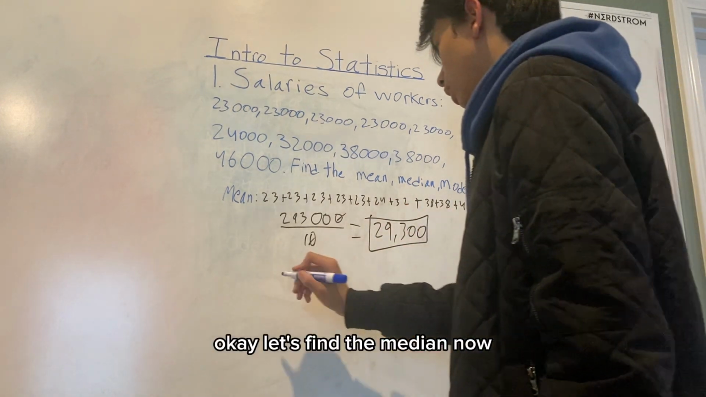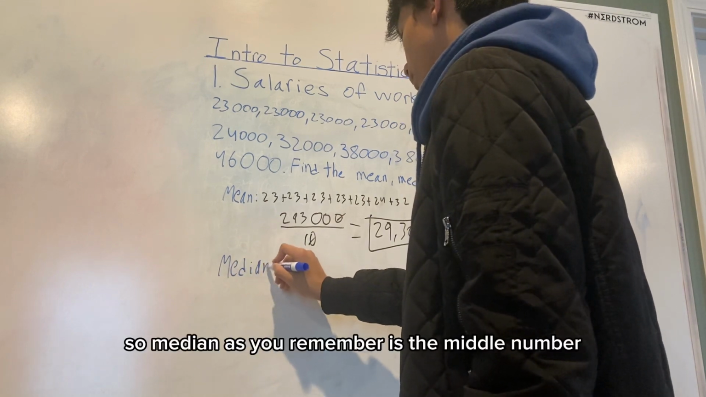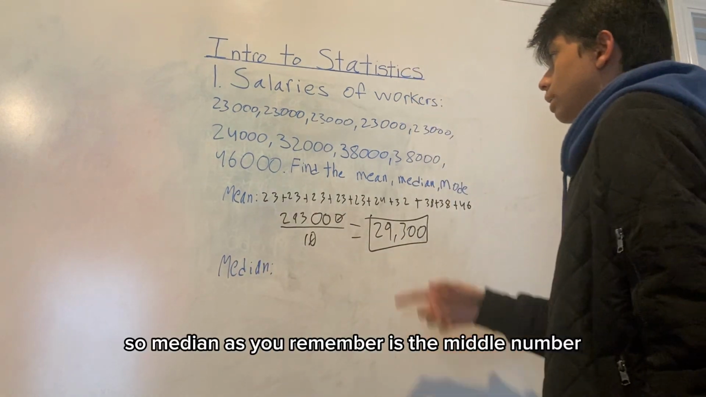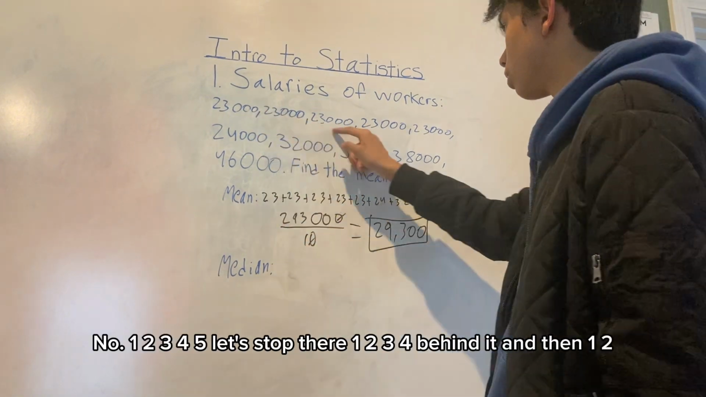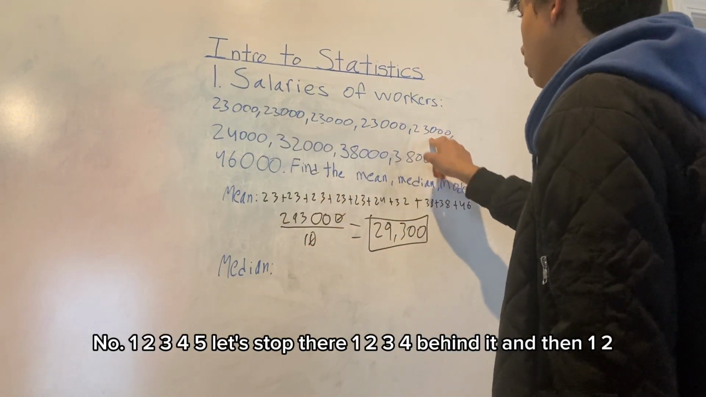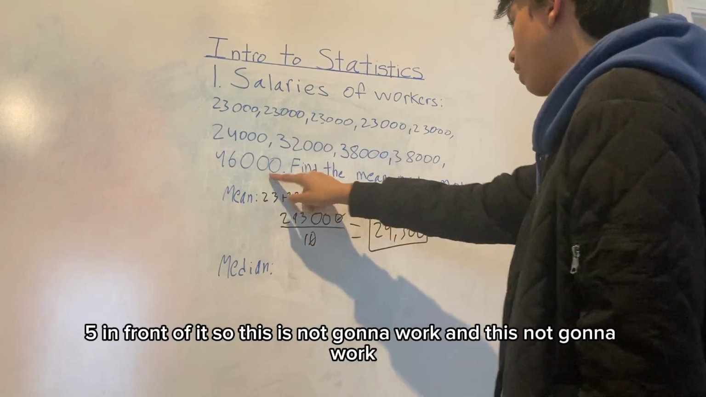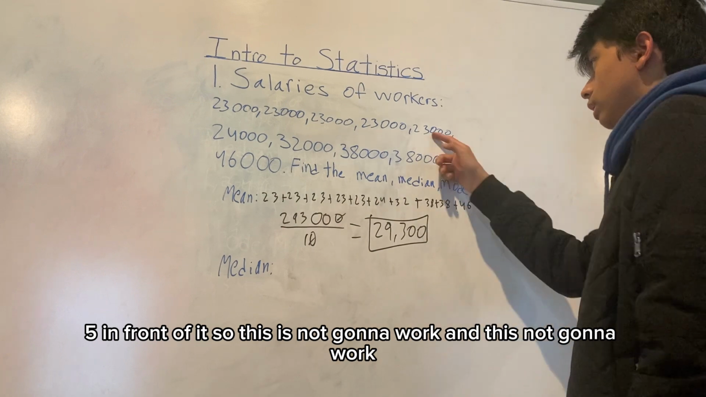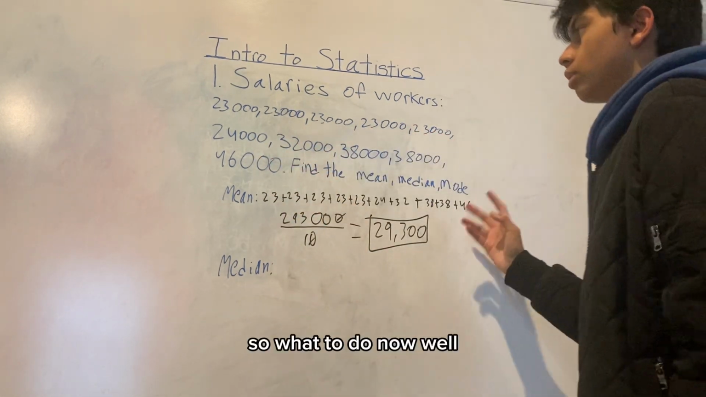Okay, let's find the median now. The median, as you remember, is the middle number. So let's see if we can find a middle number. 1, 2, 3, 4, 5. Let's stop there. 1, 2, 3, 4 behind it, and then 1, 2, 3, 4, 5 in front of it. So this is not going to work. So what to do now?